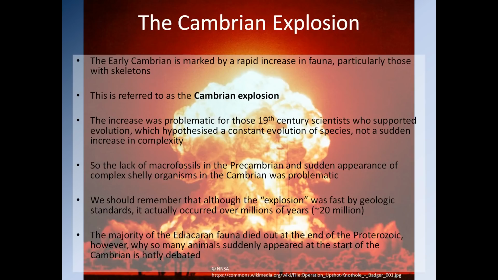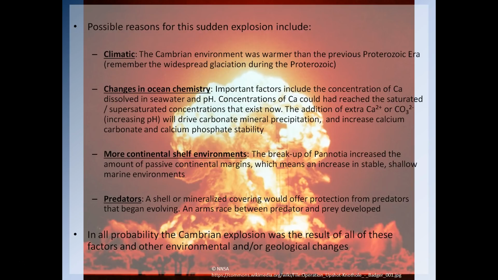Conditions between the end of the Proterozoic and the start of the Cambrian aren't too different, and so the reasons for the Ediacaran fauna dying out were probably just due to them being outcompeted by the new organisms that made their appearance. So anyway, why do we suddenly get this increase at the start of the Cambrian? Well, there are actually four main possible reasons to explain this. The first one is climatic.